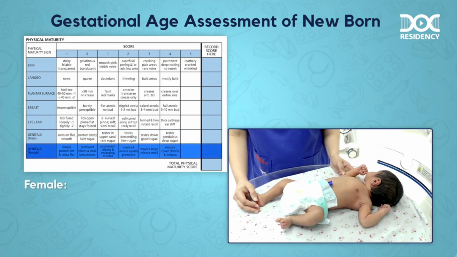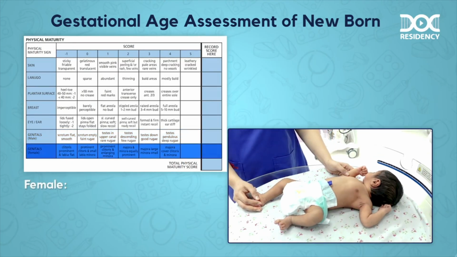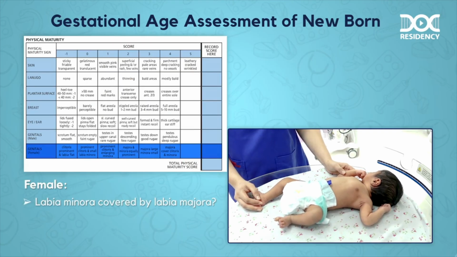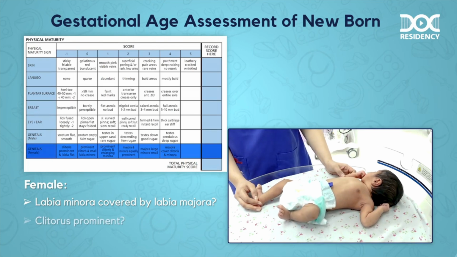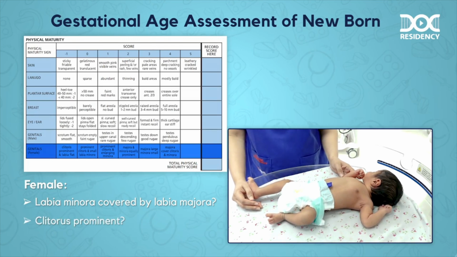In a female baby, the assessment of external genitalia involves assessing whether the labia majora and minora are well formed, which means in a more mature baby, the labia majora would be completely covering the labia minora, and whether the clitoris is prominent. Clitoris will be more prominent in an immature baby. It becomes lesser and lesser prominent in a term or more mature baby. So in a full term mature newborn, we will find that the labia majora are completely encompassing the labia minora and the clitoris is not seen prominently.